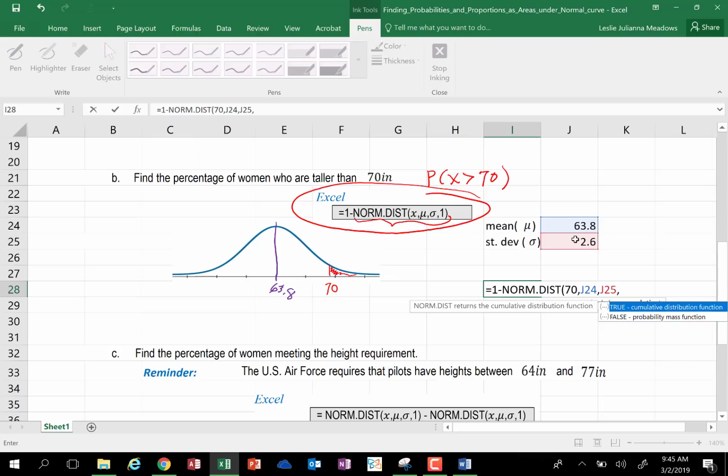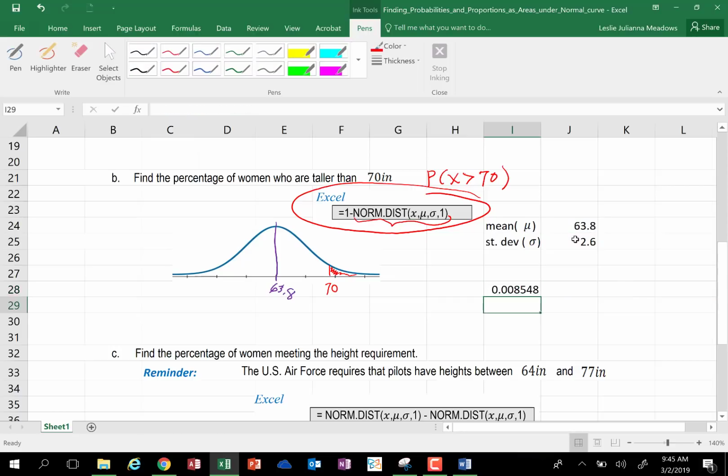And once again, we will enter the cumulative of 1. Okay, and so we can see that's a very small area. The area to the right of 70 is approximately 0.0085. I can't write it under the curve with it being so small, so I'll simply write the probability and point to the area. Okay, so that's how we find the area to the right in a normal distribution.